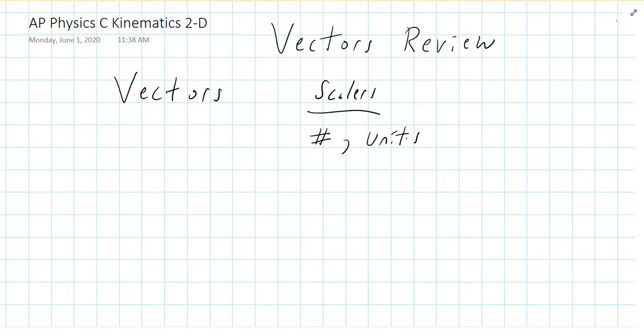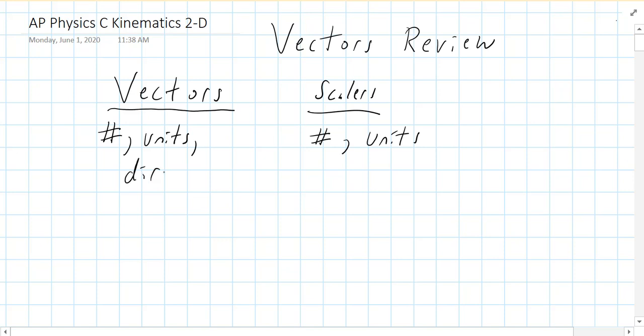A height would be a scalar. You are 5 feet 9 inches tall. So the 5 and the 9 are the numbers, the magnitudes, and the feet and inches are the units. Okay, vectors have a number or magnitude. They have units, but they have one more thing, and this is the most important thing for vectors. They have direction. That's the most important thing about vectors. They have a direction.